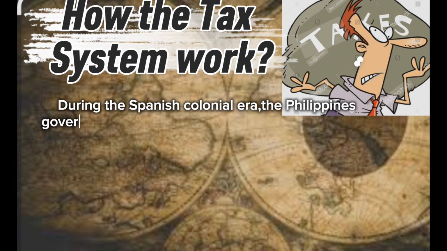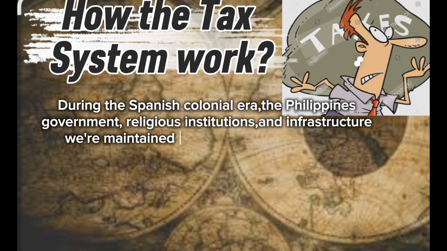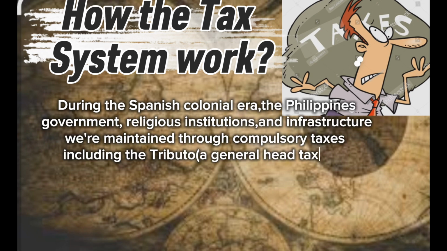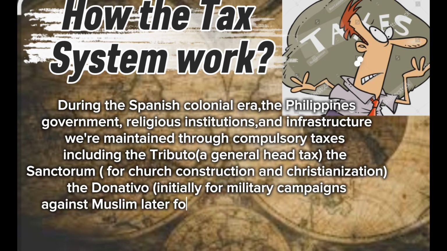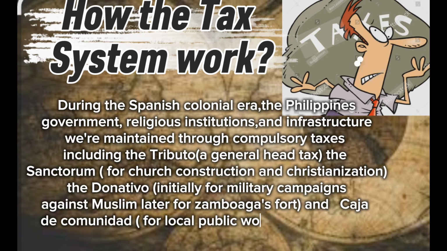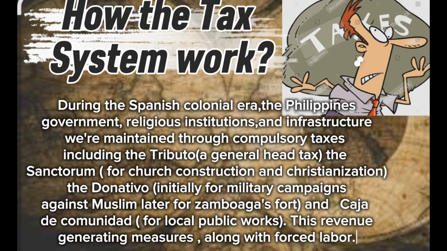During the Spanish colonial era, the Philippine government, religious institutions, and infrastructure were maintained through compulsory taxes, including the tributo, a general head tax; the sanctorum for church construction and Christianization; the donativo, initially for military campaigns against Muslims, later for Zamboanga's fort; and the caja de comunidad for local public works. These were revenue generating measures along with forced labor.